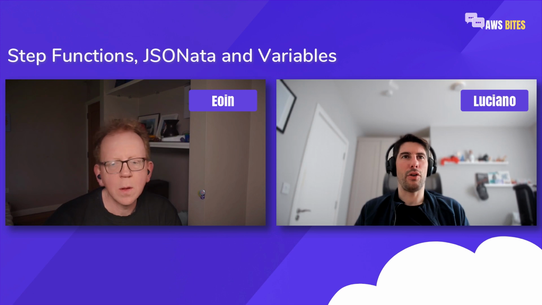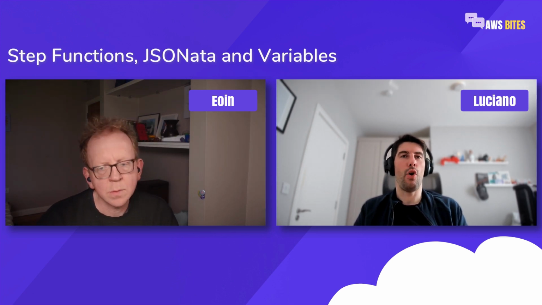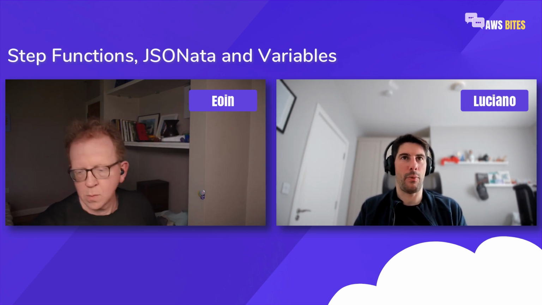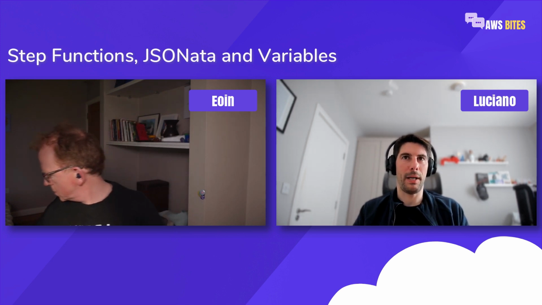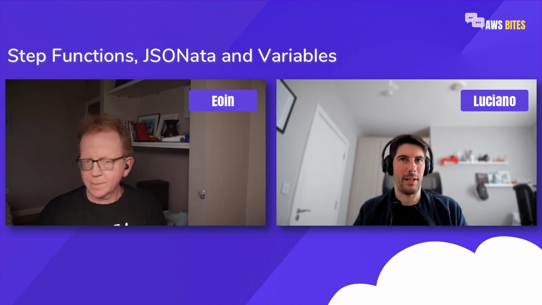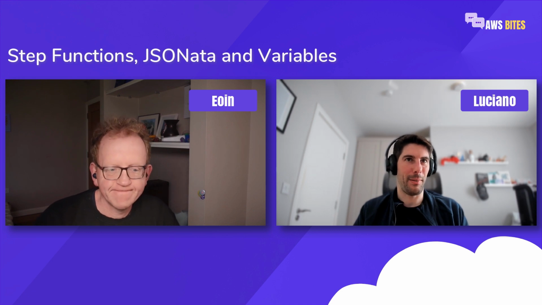And there has been another annoying limit, which is the state, which is effectively all the data that you are carrying around between steps, and then every step can read and write into that state, was limited up to 256 kilobyte. And I think it's still limited to that, but there are ways to work around it now. And this is where we're going to start to talk about JSONata and variables.